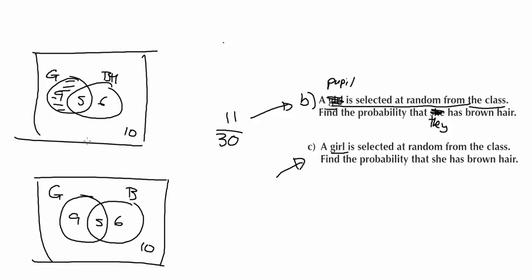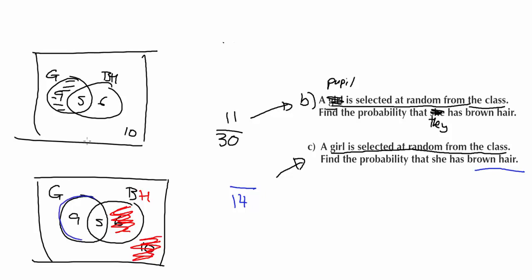Okay, now this one's more interesting. It goes, a girl is selected at random. So you can see they're not talking about these guys. These people aren't, sorry, that was brown hair, by the way. These people are not in the picture. They are not available for being chosen. So they told you a girl is selected. So we know there's only 14 girls. So this question is going to be out of 14 because a girl is selected. What's the probability she has brown hair?